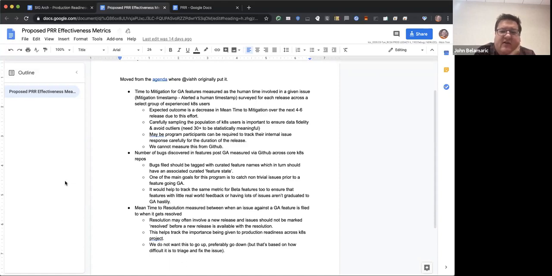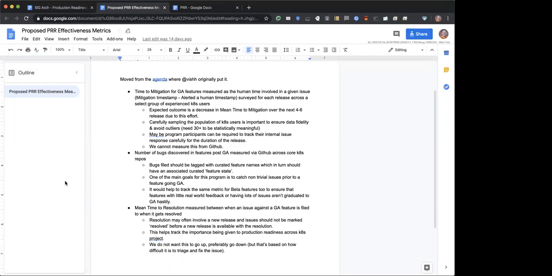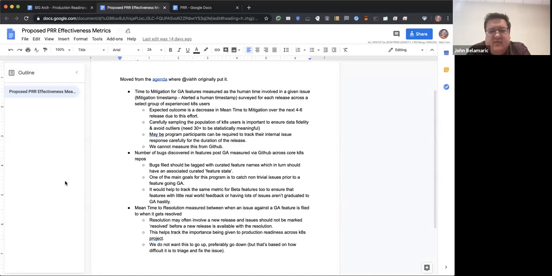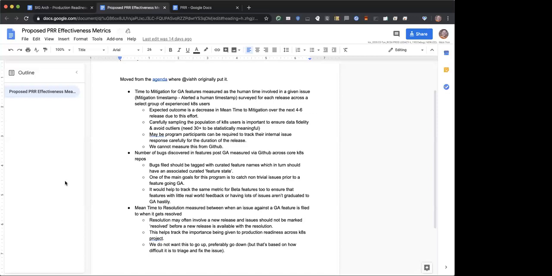The first one, I'm trying to understand. Mitigation for GA features measured as the human time involved. I don't even know what that means. Alerted a human timestamp. I imagine for those of us with hosted Kubernetes, we get complaints or we can detect failures, and then how long it takes to get to the point where it's no longer an active problem. I guess so. But that is hard to measure, I think.